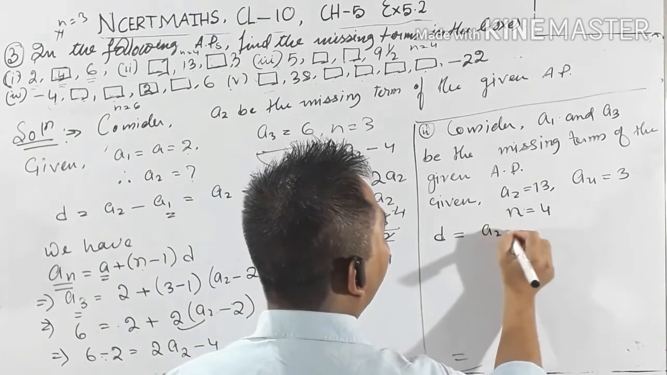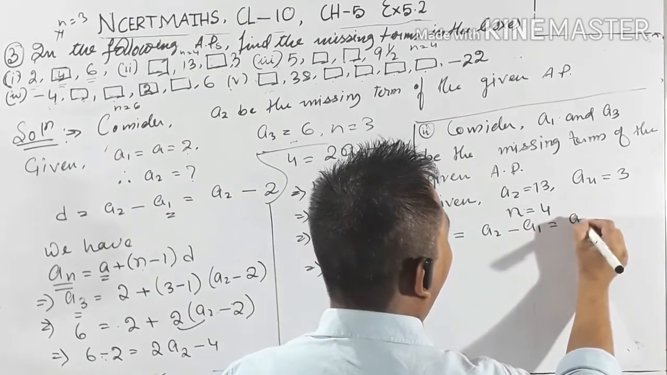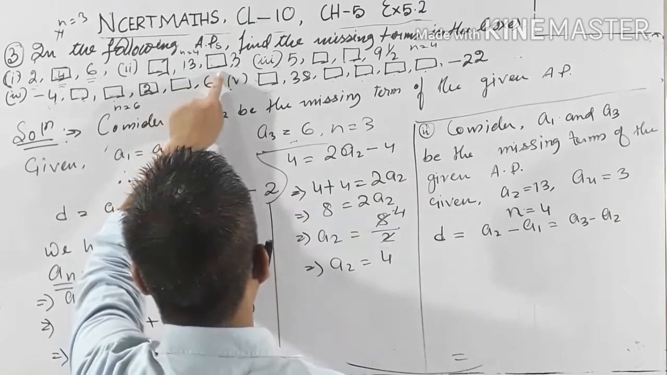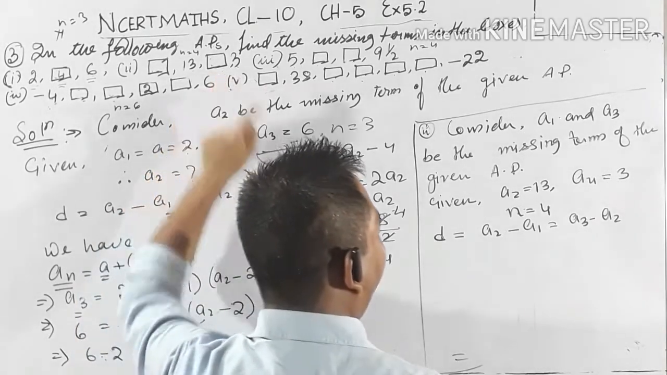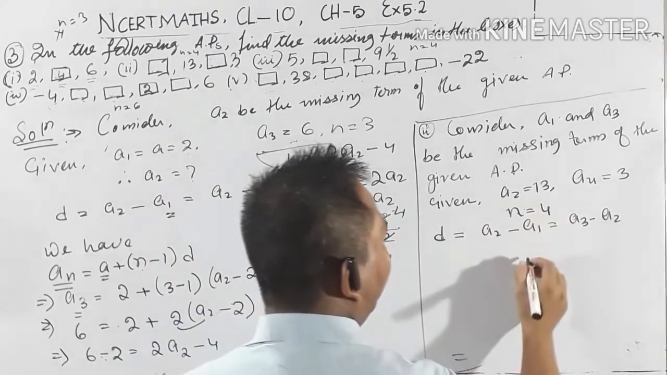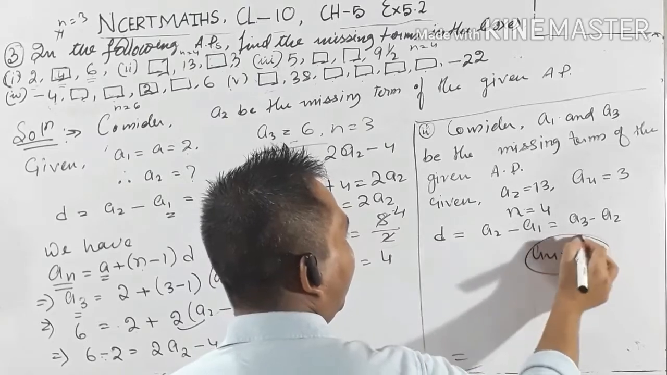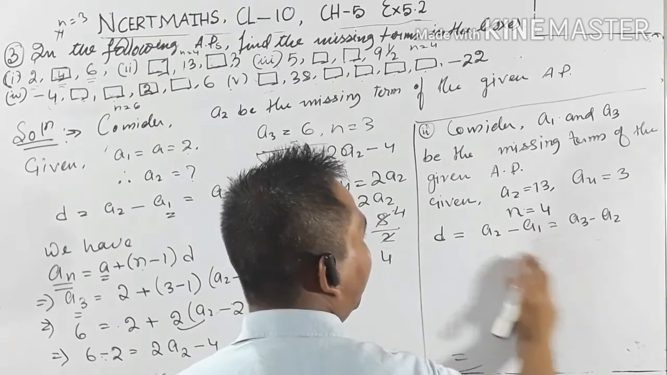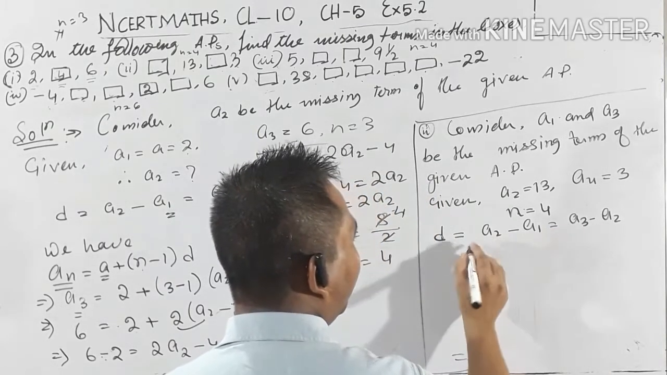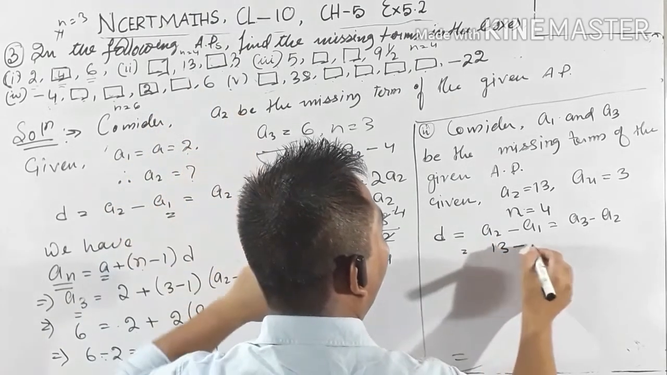Then the common difference will be A2 minus A1, which equals A3 minus A2. What are we supposed to find out? The third term also. And one more common difference is A4 minus A3. This one is of no need. With this condition only we will find out. A2 is given as 13, minus A1.